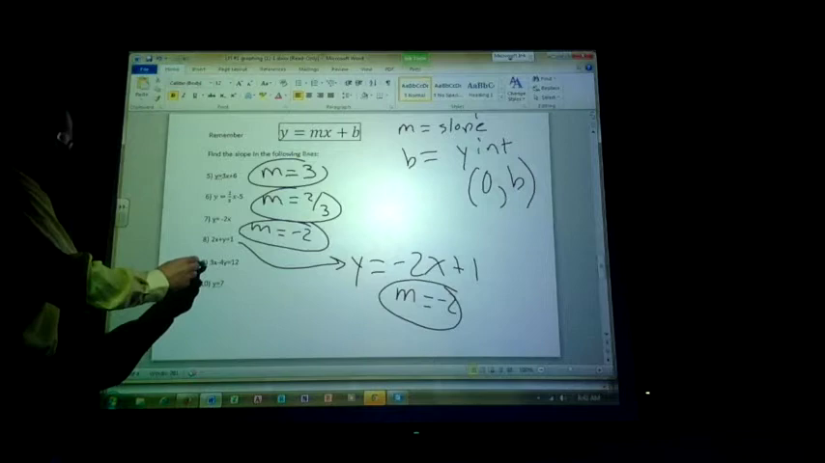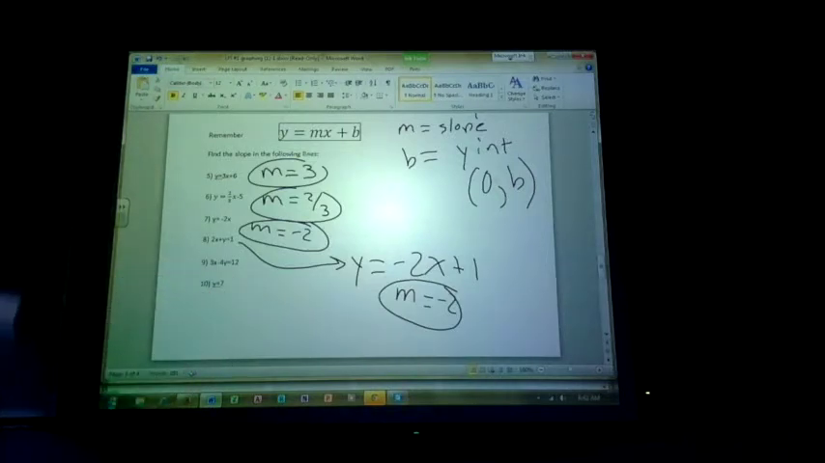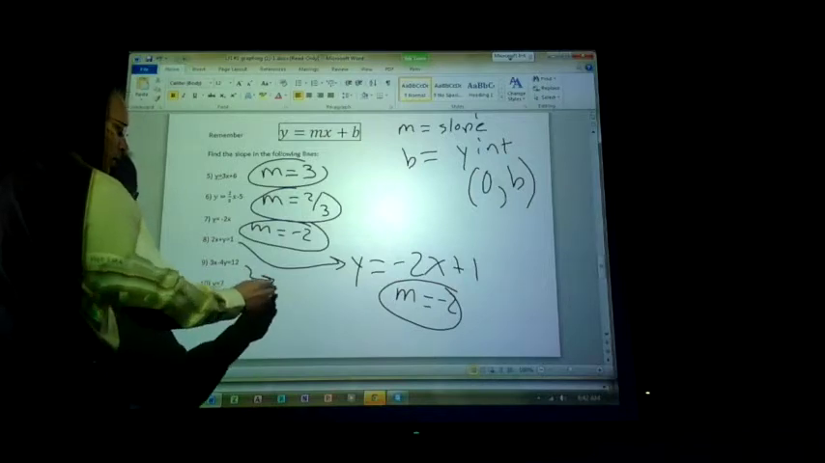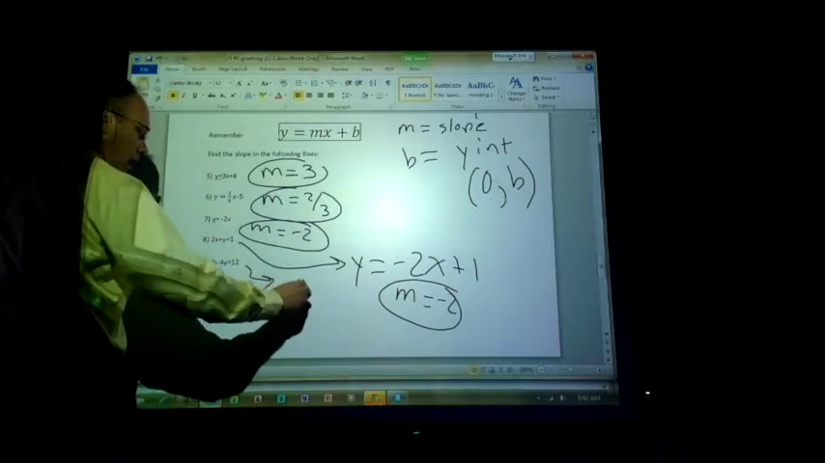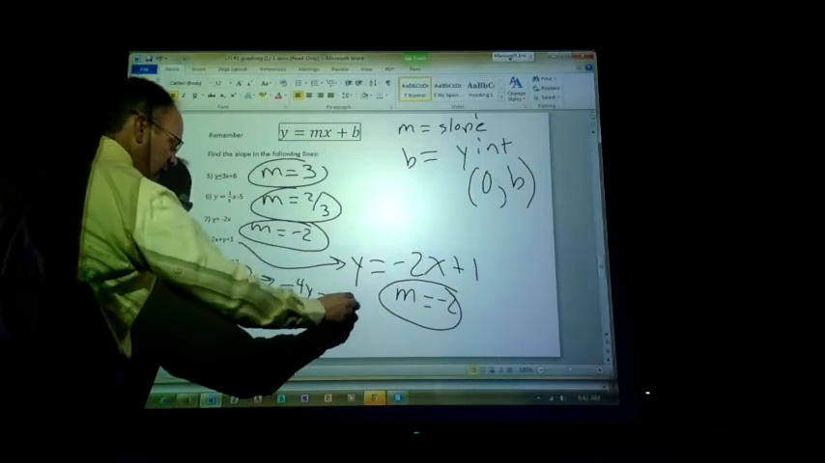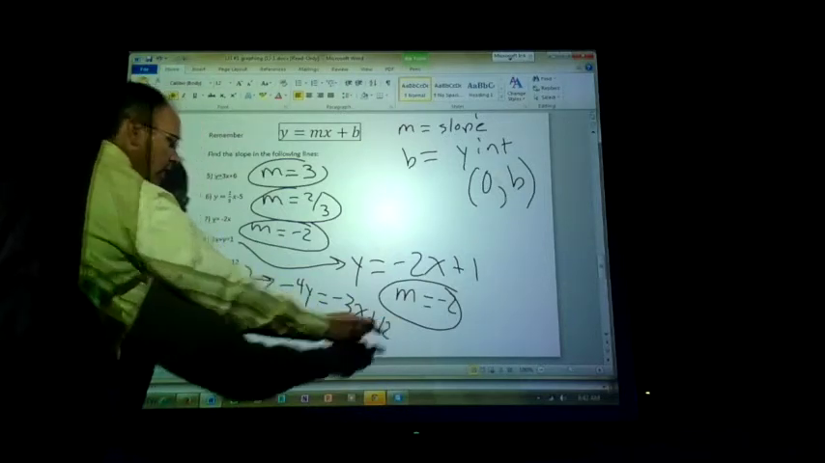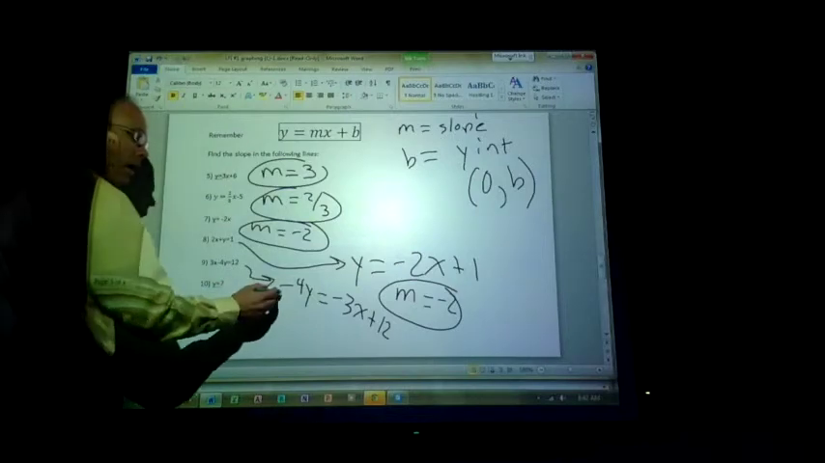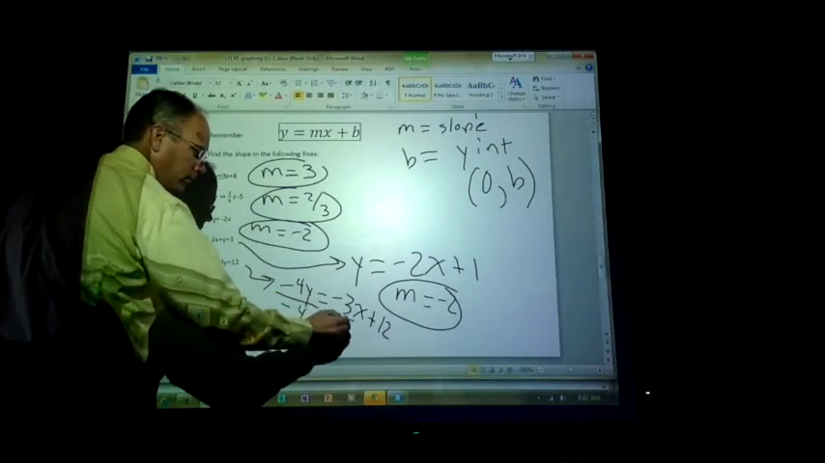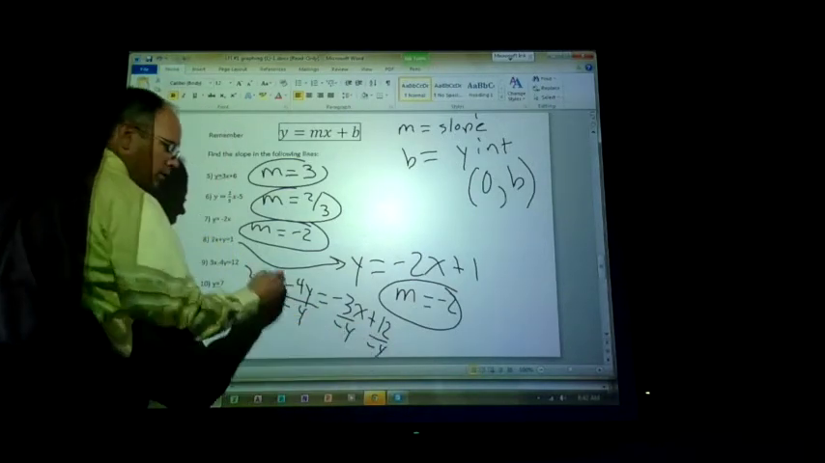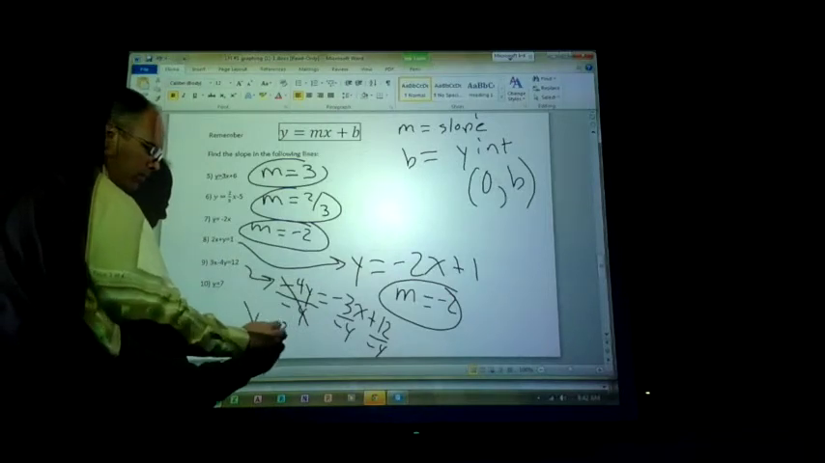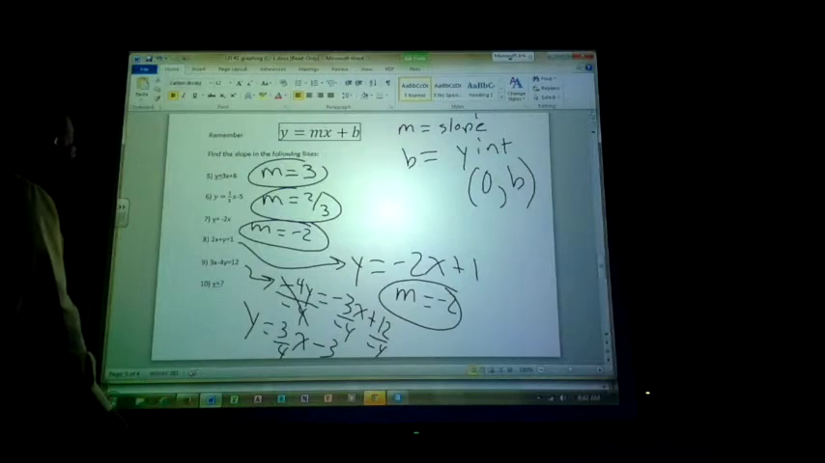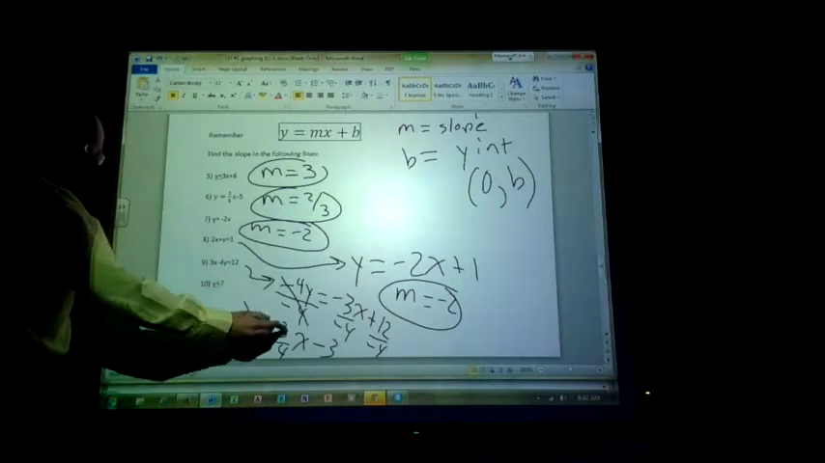And then this one, 3x minus 4y equals 12. I need to solve it for y. So subtract 3x, and I get negative 4y equals negative 3x plus 12. How do I get y by itself? Divide everything by negative 4. So those cancel. What's the slope of this one? 3/4.